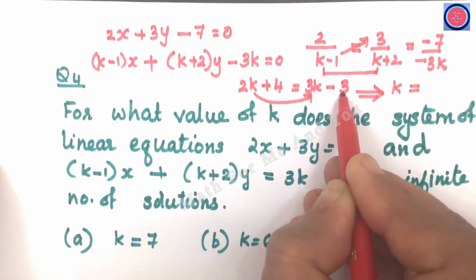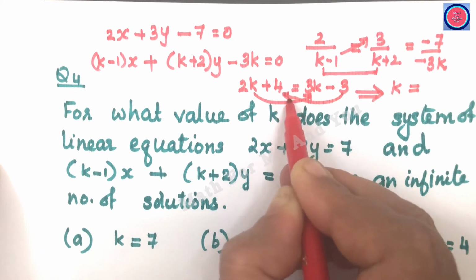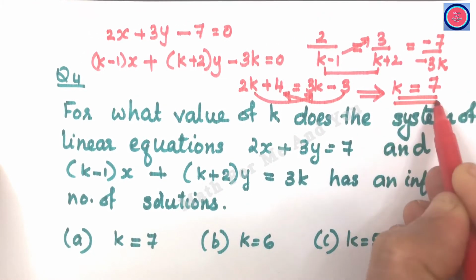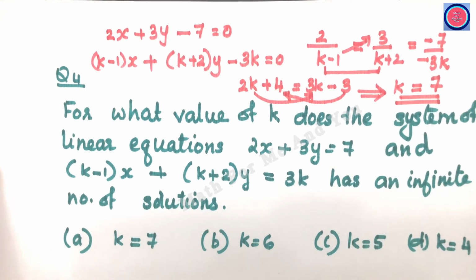the other side, we collect the numbers. 4 and minus 3 move to the left side, it becomes plus 3. 4 plus 3 is 7. So we are getting the value of k as 7. k equals 7 is the correct answer and that is option A.